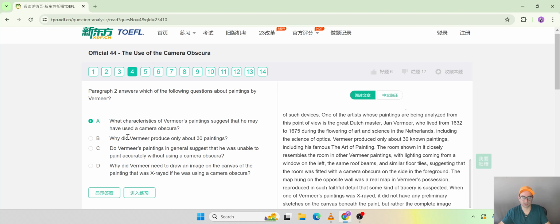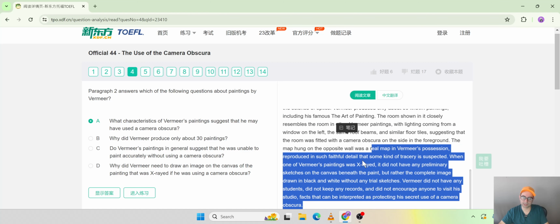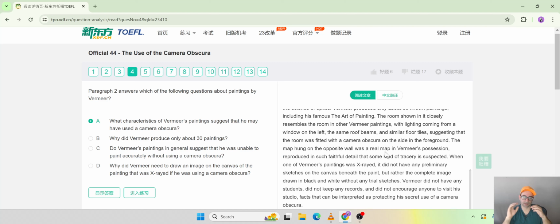But now just to show you really quick, why did Vermeer produce only about 30 paintings? And you'll notice, if B, for instance, is the wrong answer, which it is, you'll notice a sentence like this: Vermeer produced only about 30 known paintings. So they have keywords from here, but they haven't really explained why that is. So when you continue reading the rest of it, if you don't see them explain why that is, like he produced 30 paintings because of this reason, or due to this.